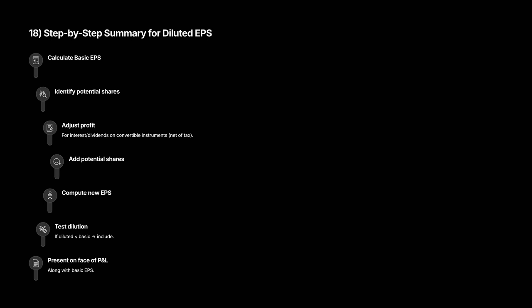18. Step-by-step summary for diluted EPS. Here's the full sequence. Step 1. Calculate basic EPS. Step 2. Identify potential shares. Step 3. Adjust profit for interest or preference dividends, net of tax. Step 4. Add potential shares to the denominator. Step 5. Recalculate EPS. Step 6. Include only if the new EPS is lower than basic EPS. Finally, present both figures on the face of the profit and loss statement.